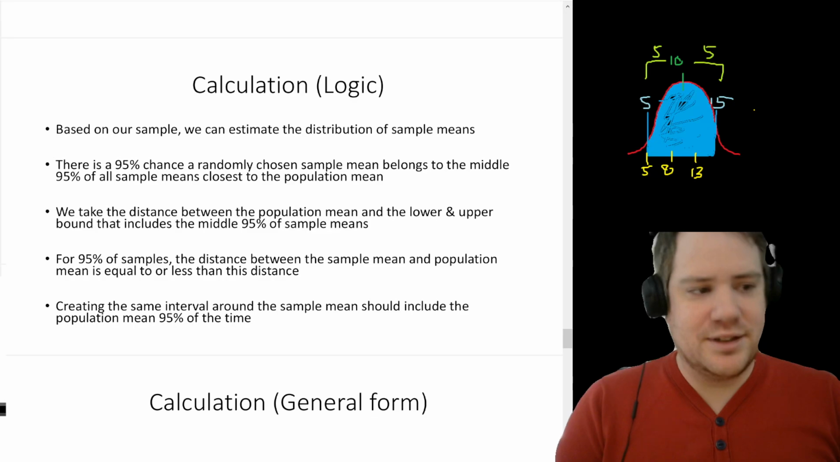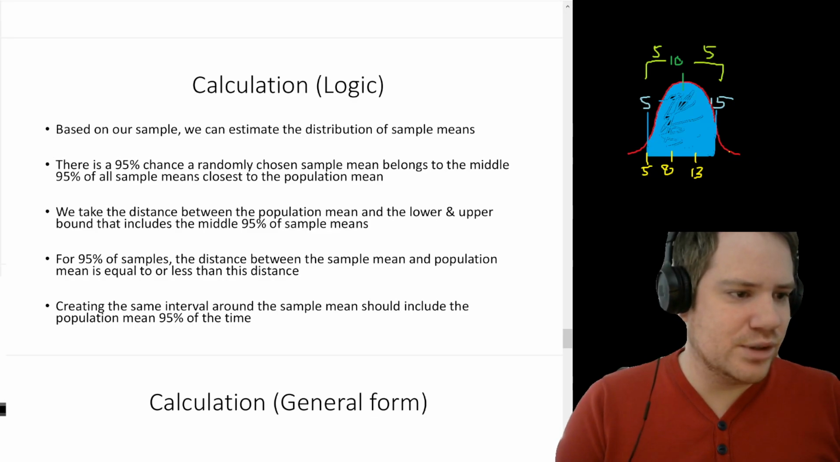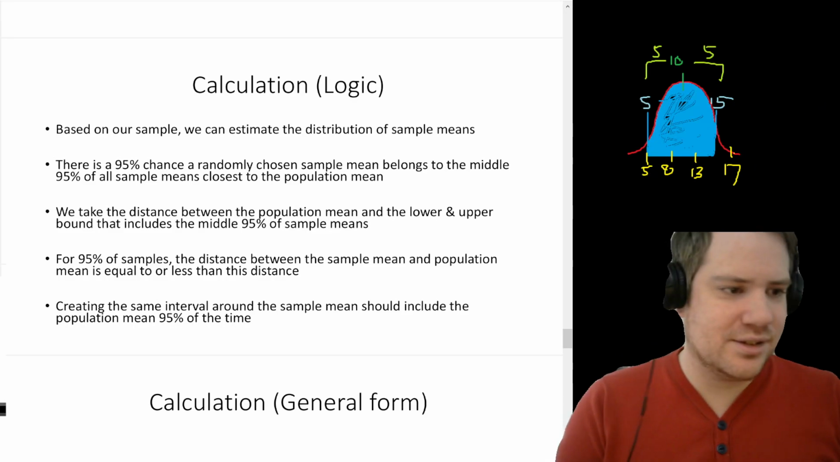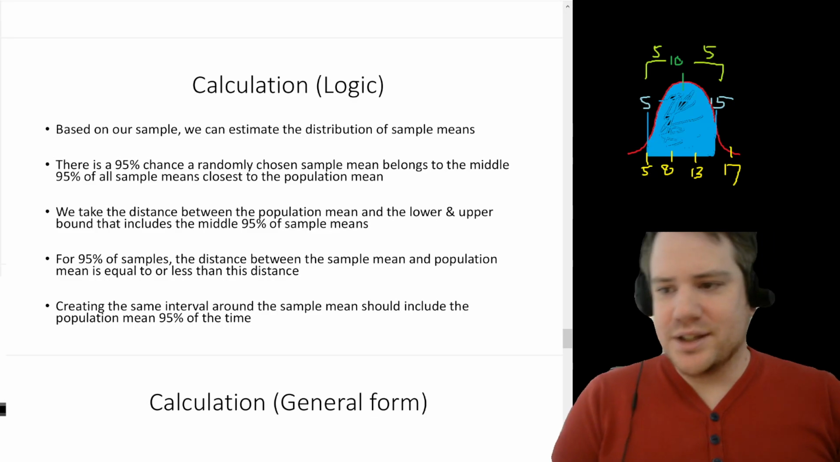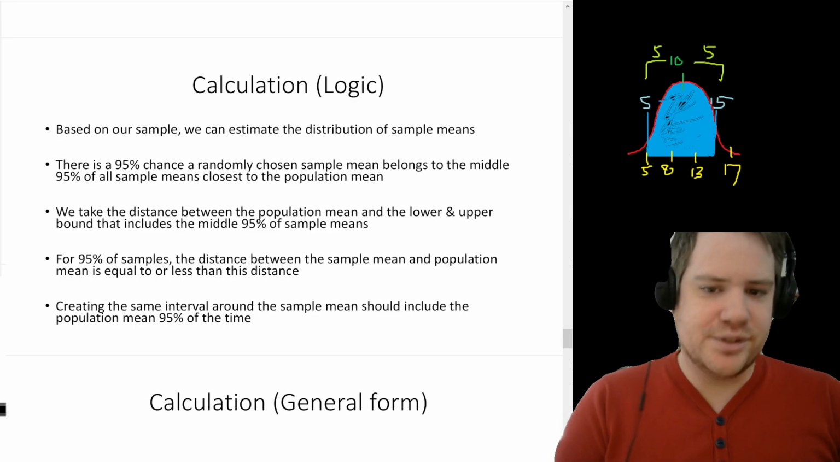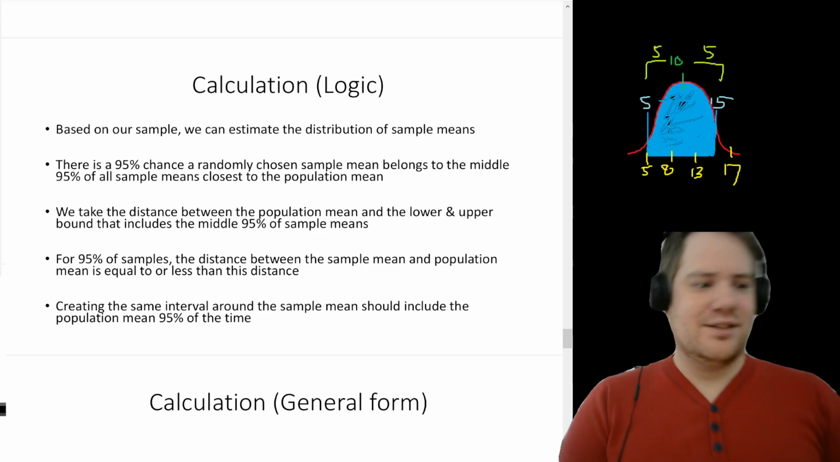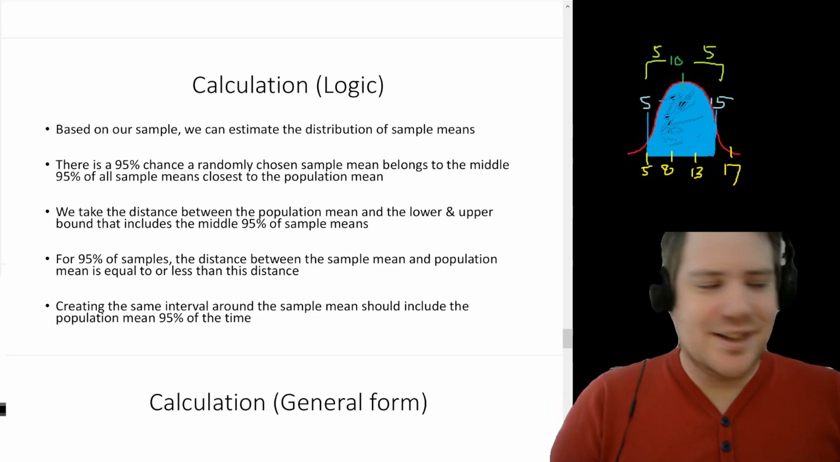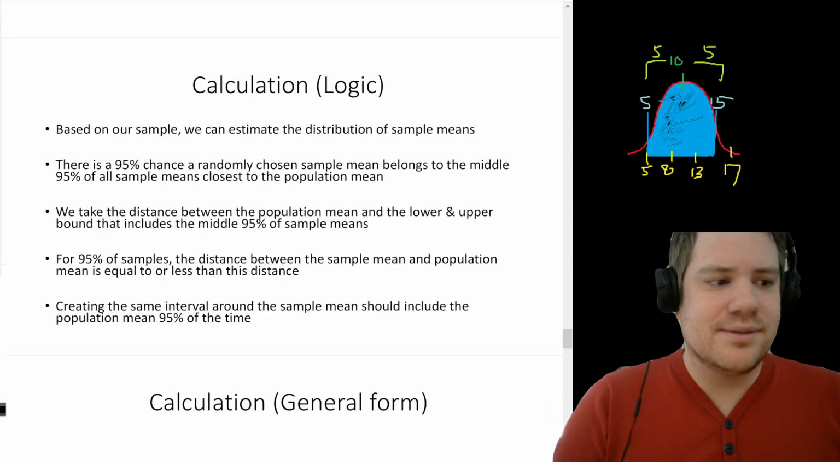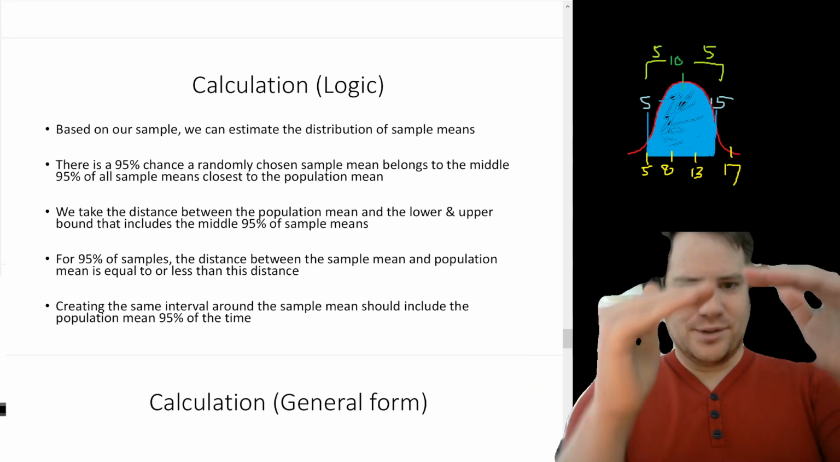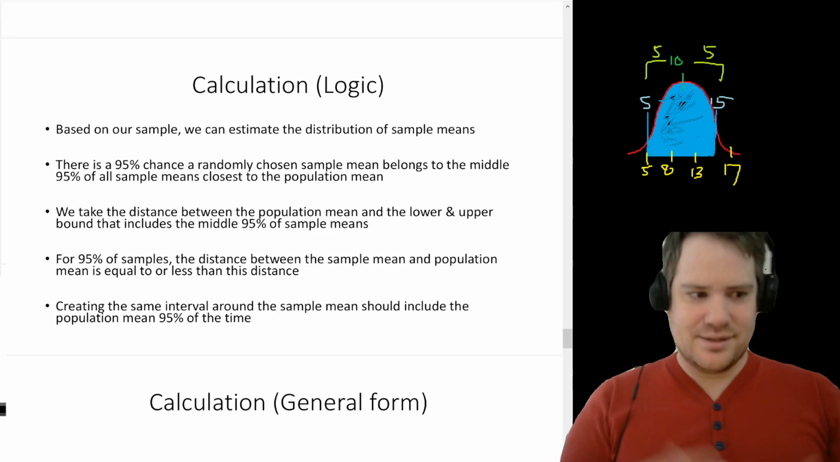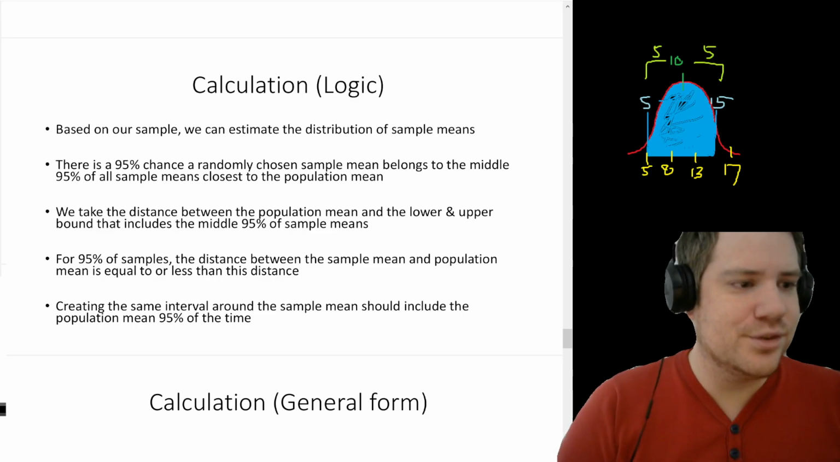In fact, the only time you find a distance greater than 5 is if you're one of the most extreme samples. For example, here, if you find 17, then the difference is 7, which is greater than 5. But that's a pretty extreme sample. So what we see is that for 95% of samples, the distance between the sample mean and the population mean is indeed less than 5. So, reversing this, if you have a sample mean of 5 and you create an interval of 5 around it, then it will indeed include the true parameter, which is 10.